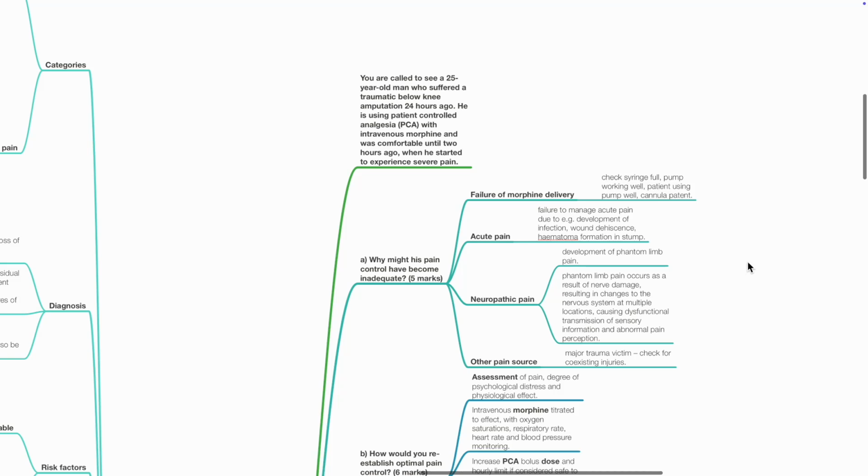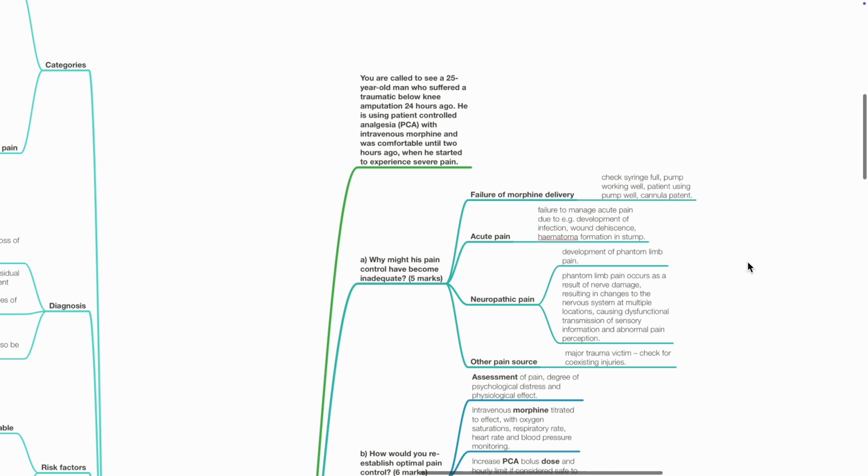This may be caused by failure of morphine delivery. Check syringe is full, pump working well, patient using pump well and cannula is patent. It could be due to acute pain, failure to manage acute pain due to development of infection, wound dehiscence, hematoma formation in the stump. It could be neuropathic pain, development of phantom limb pain.